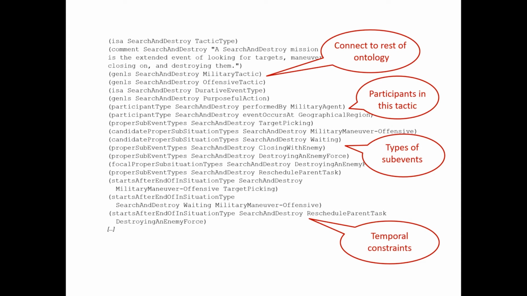It has roles. It has named roles. And so we have a doer, someone who actually performs the tactic. It has a location in this case. And it has sub-events. So we saw the sub-events before. They're target picking and waiting and closing with the enemy and destroying the enemy force. And then there are arbitrary temporal constraints. It's sort of a simple temporal network where you can express relationships and triggering between the different subevents.